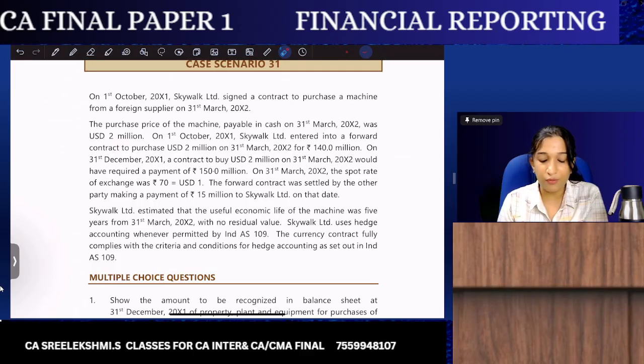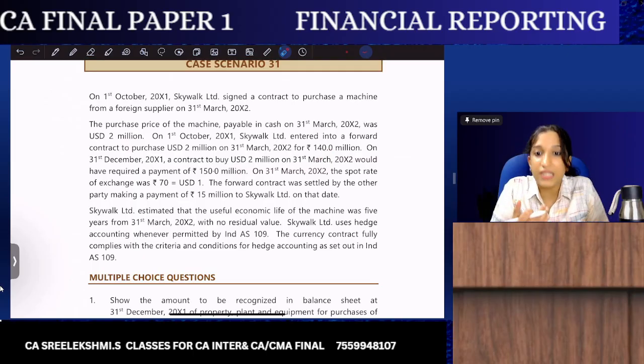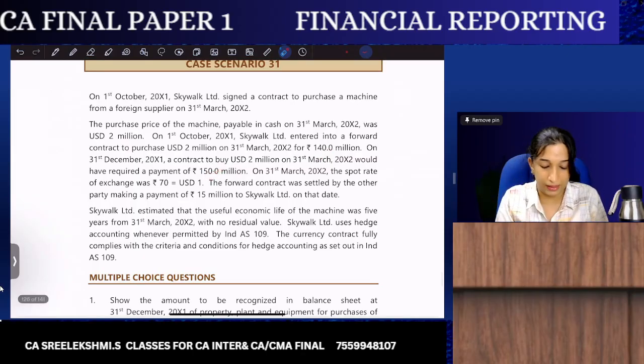On 1st October, Skywork Limited entered into a forward contract to purchase USD 2 million on 31st March 2012 for 140 million. So for $1, 70 rupees, 140 divided by 2 is 70 rupees, you entered into a contract to buy this foreign currency. On 31st December 2011, maybe end of the year, a contract to buy USD 2 million on 31st March 2012 would have required a payment of 150 million. You already entered into a contract to buy for 140 million. If there was no such contract, you had to pay 150 million. So there is a gain of 10 million in that forward contract.